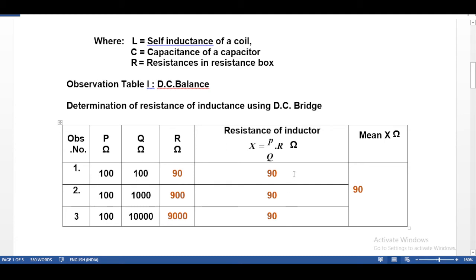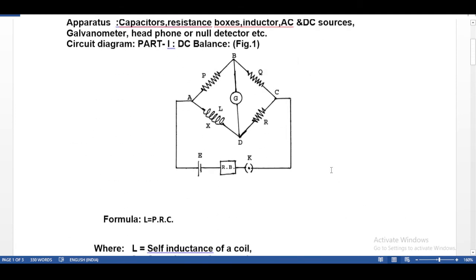And therefore, as usual, we take the mean of all these three readings and it comes out to be 90. It means that the inductive resistance of the used inductor is equal to 90 ohm. This works out the DC balance.